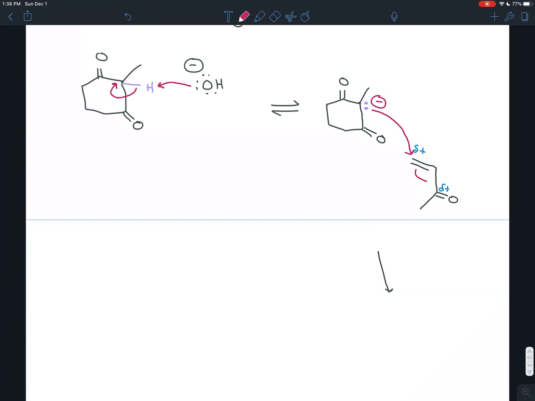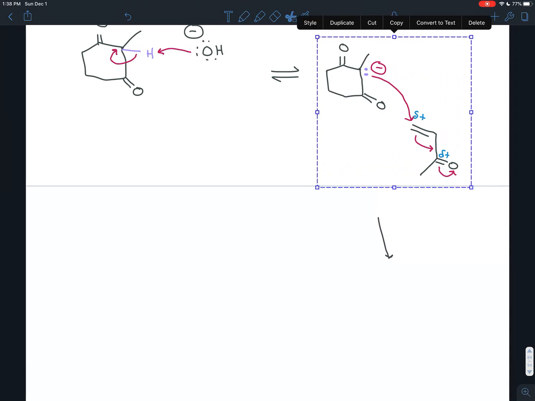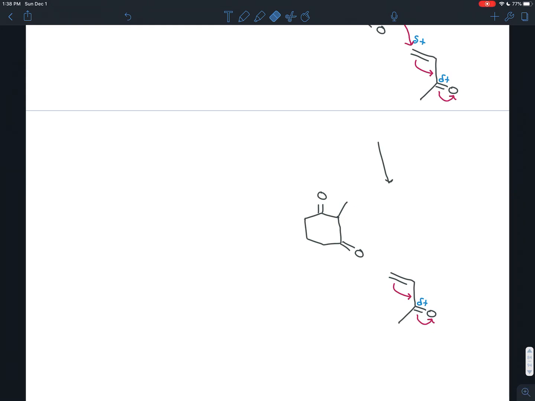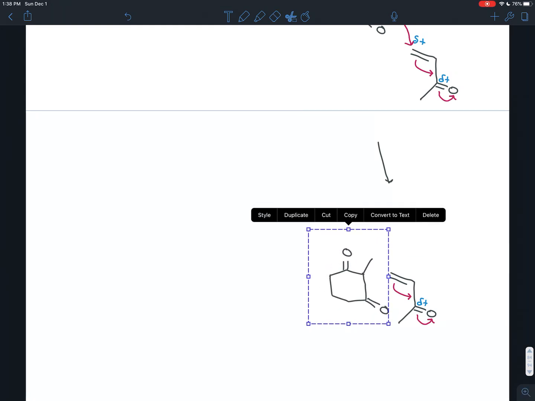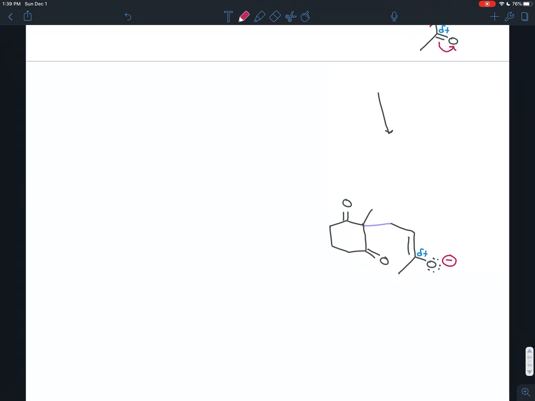At the same time that happens, this moves over toward the slightly positive carbon there and pushes these pi electrons up onto the electronegative oxygen. So what we have after that step is a new bond between the alpha carbon and the beta carbon. So I'll put that in purple here. This pi bond would have moved over, and this pi bond would have moved up onto the oxygen there. And so we have this new bond that we formed, and we have an enolate.